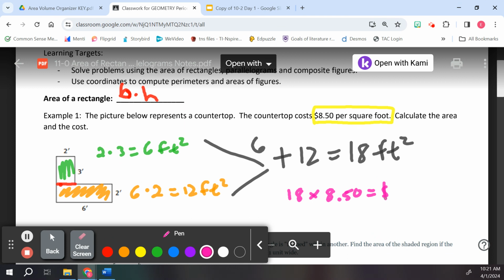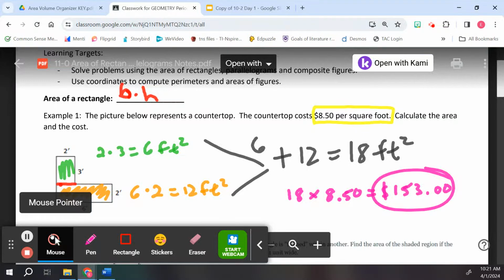It's more than that. 18 times $8.50. So it's 18 times 8.5. Should be a lot more than that. Yes, $153 even. Okay? Does that make sense? Questions? Anything?